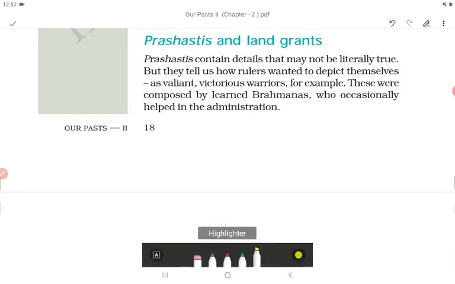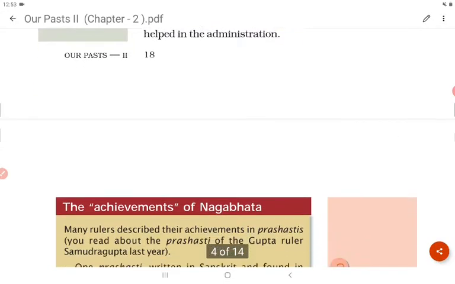Prashastis contain details that may not be literally true, but they tell us how rulers wanted to depict themselves as valiant, victorious warriors, for example. These were composed by learned brahmanas who occasionally helped in the administration.